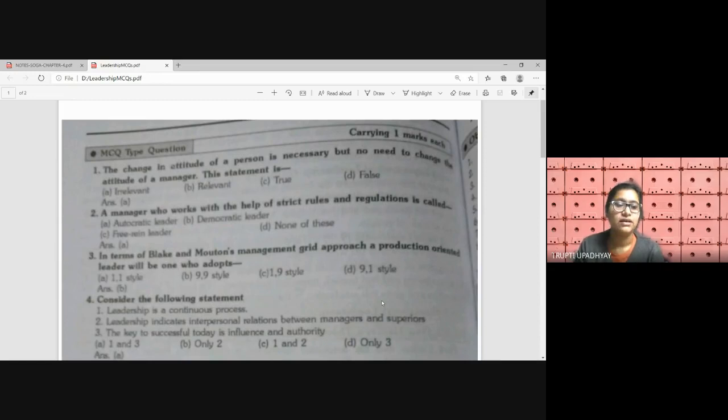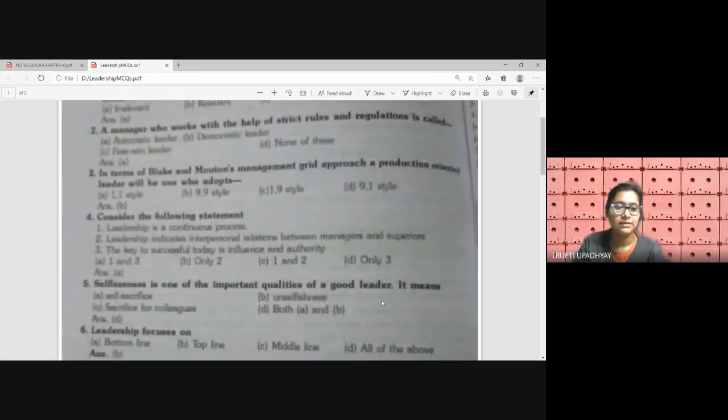Next question. Consider the following statements and tell me the correct one. One, leadership is a continuous process. Two, leadership indicates interpersonal relations between manager and supervisors. Three, the key to successful leadership today is influence and authority.